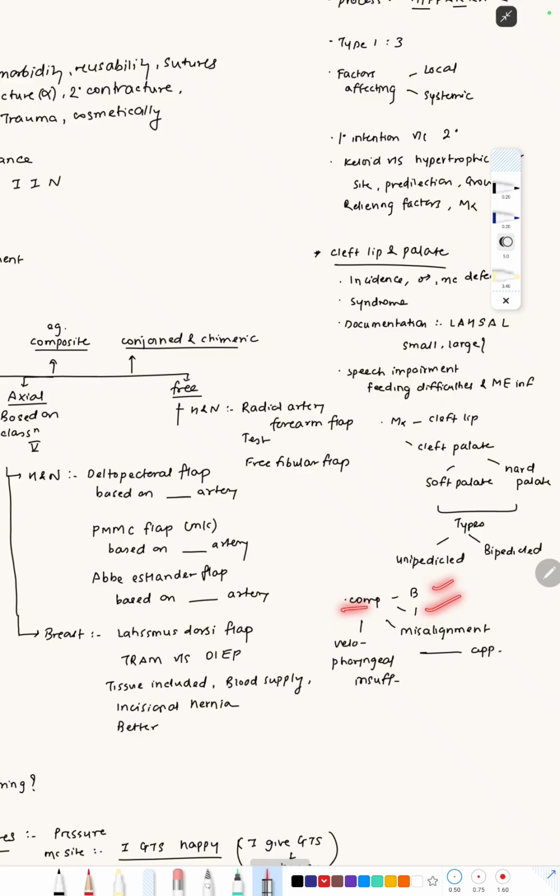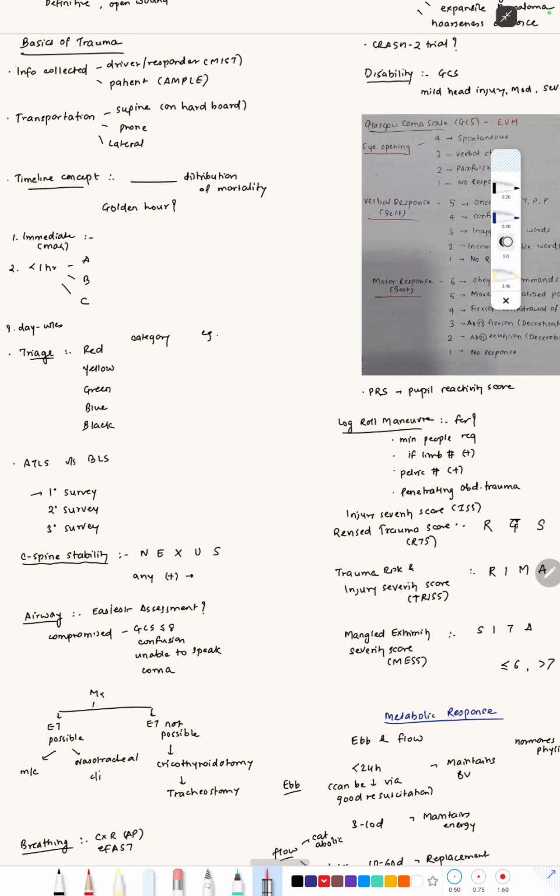Complications are bleeding, then infection, then misalignment that will lead to an appearance called the cupid's bow appearance of the upper lip, and velopharyngeal insufficiency. So this is all about plastic surgery. Now moving on to the next, that is the basics of trauma.